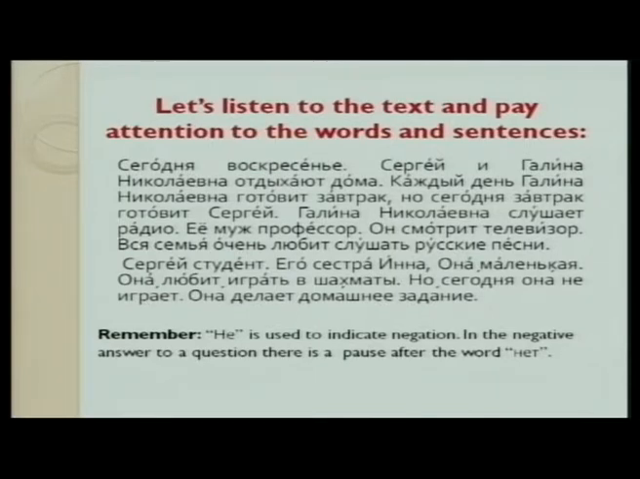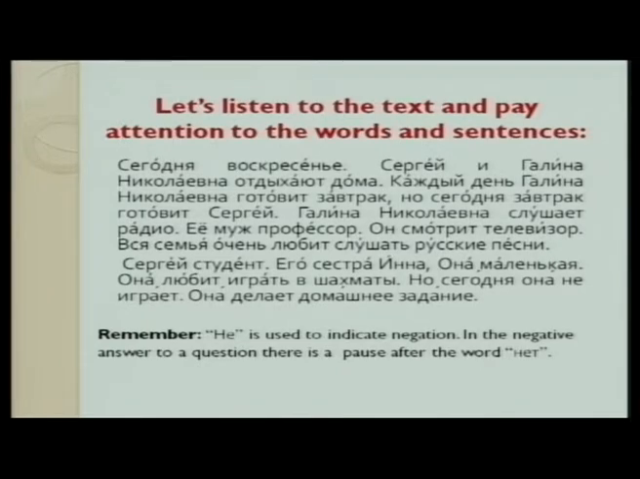The second paragraph. Сергей студент. Sergei is a student. Его сестра Инна, his sister Inna. Она маленькая, she is young. Она любит играть в шахматы. She loves to play chess. Но сегодня она не играет. But today she is not playing. Она делает домашние задания. She is doing homework.